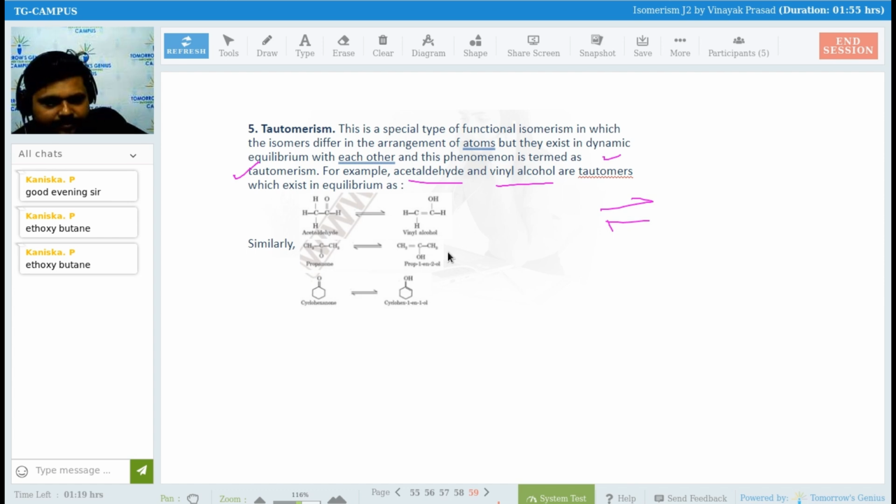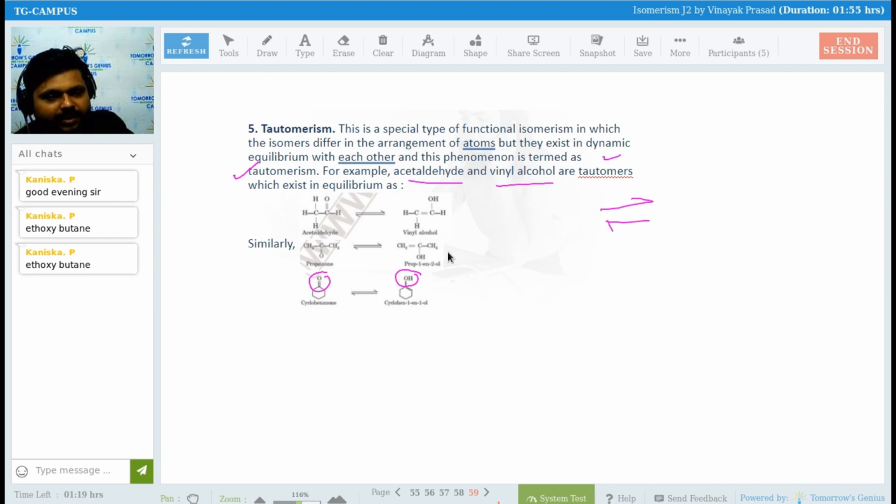Here you can see cyclohexanone, right? But here is cyclohex-1-en-1-ol. So they will be representing what? Here there is an O, here there is an OH. So they are in dynamic equilibrium and they are tautomers. Is it okay?